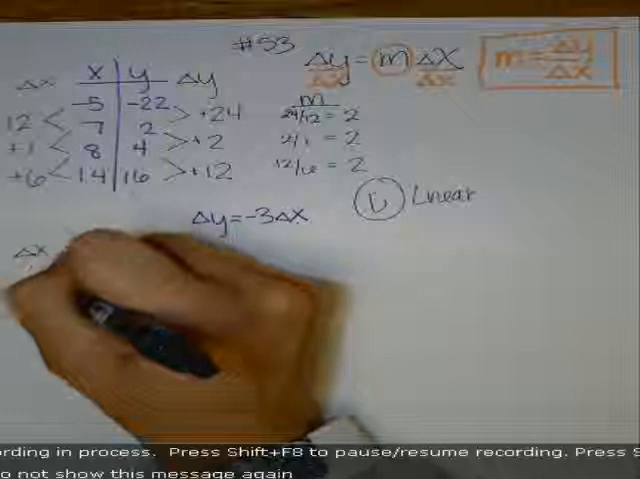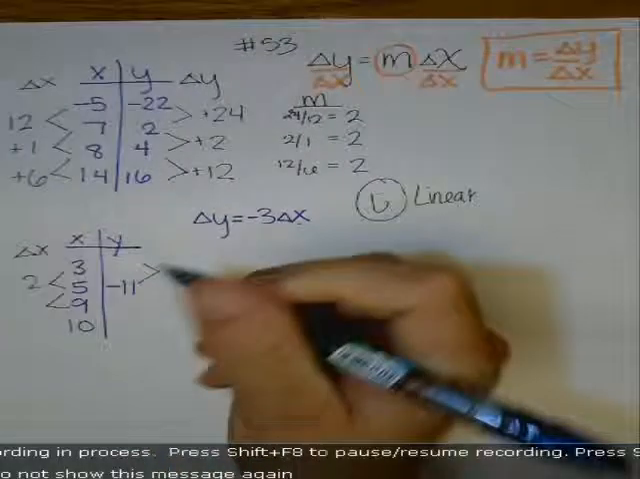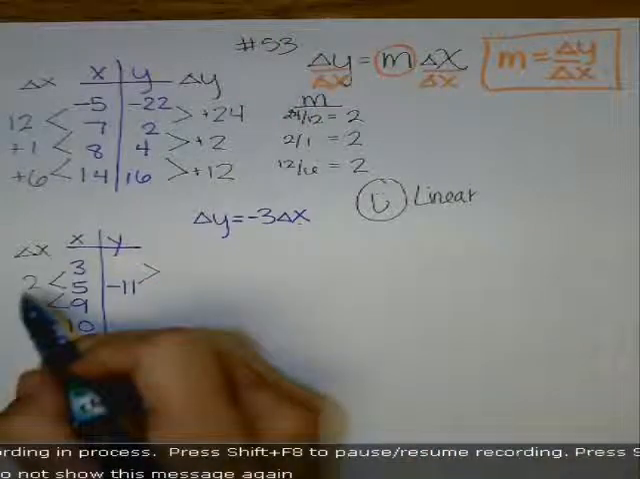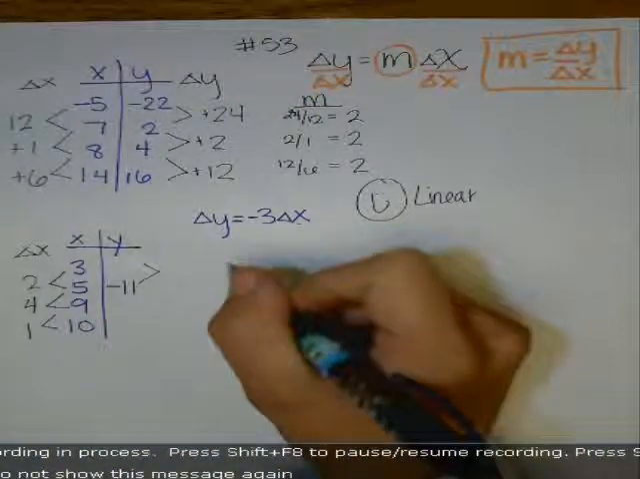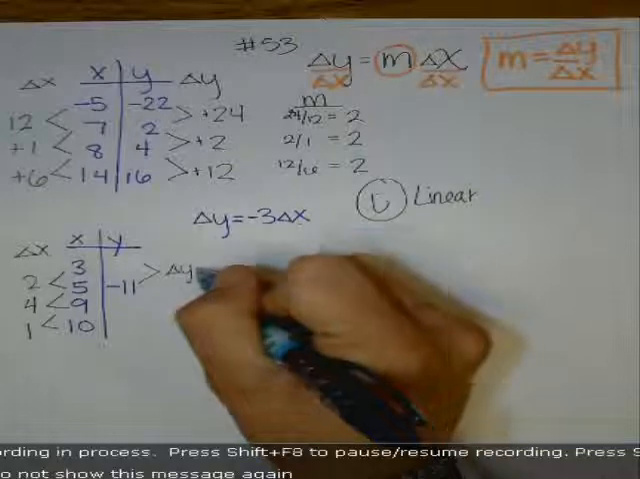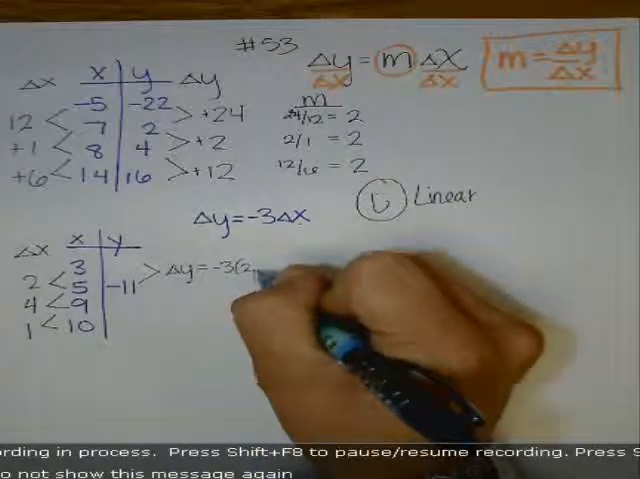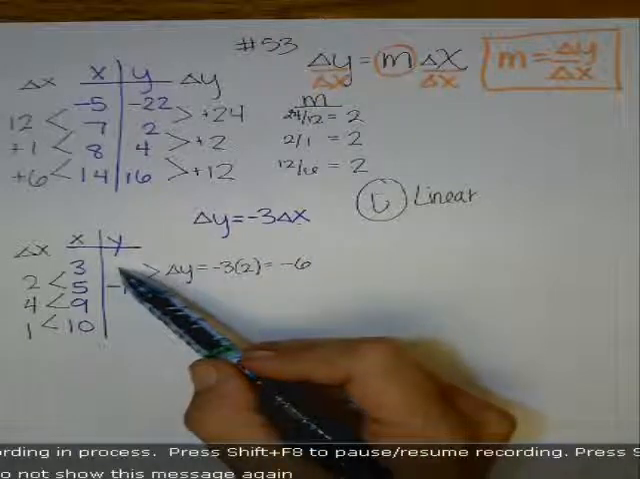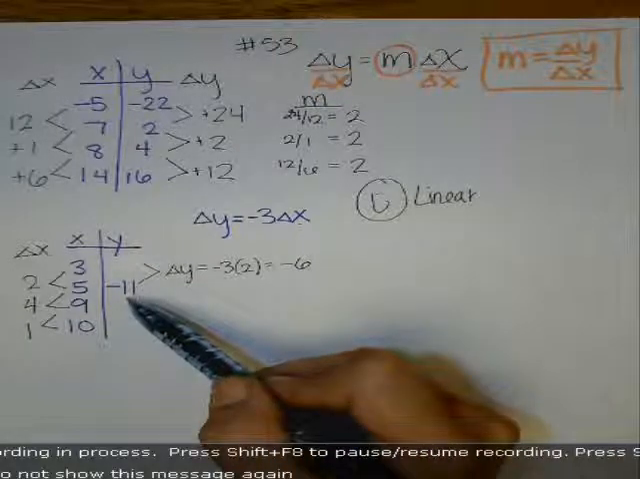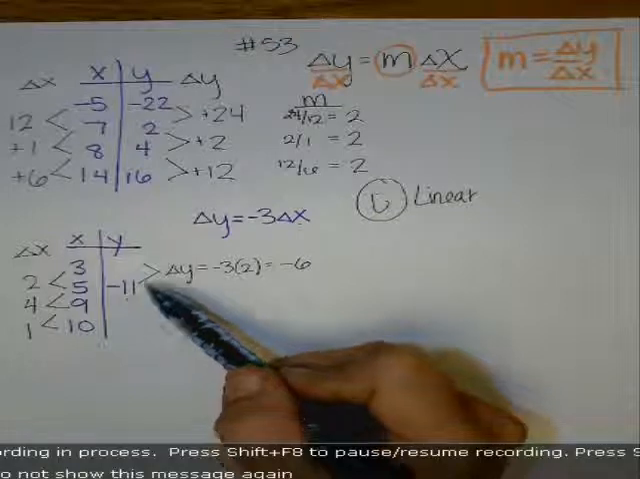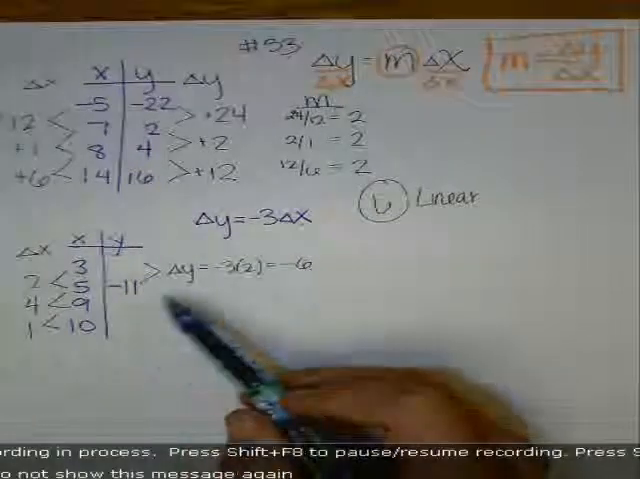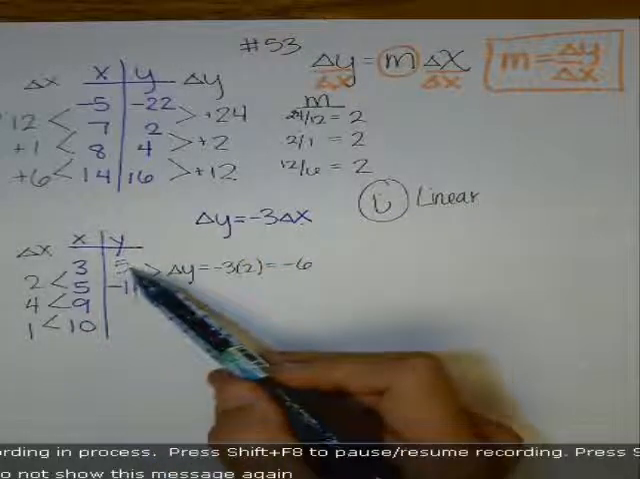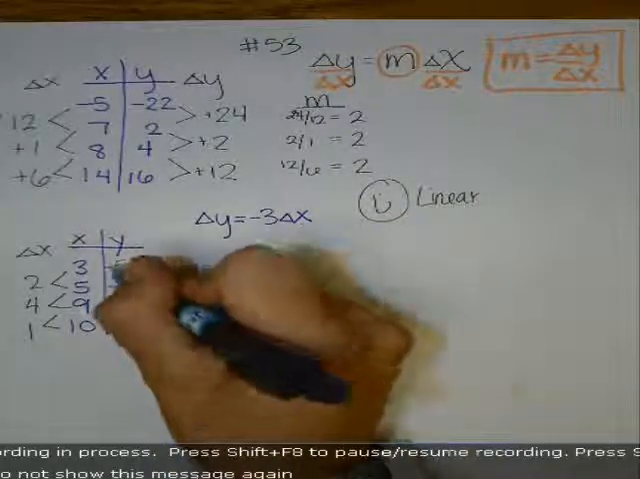The change in x from 3 to 5 is 2. From 5 to 9 is 4, and from 9 to 10 is 1. I'm going to take these values and then plug them in to find the corresponding y values. The change in y here is -3 times 2, so -6. I would normally start at my starting value, subtract 6, and get -11. If I'm going to work backwards up the table, let's just switch my sign, -11 plus 6 gets me back to -5.